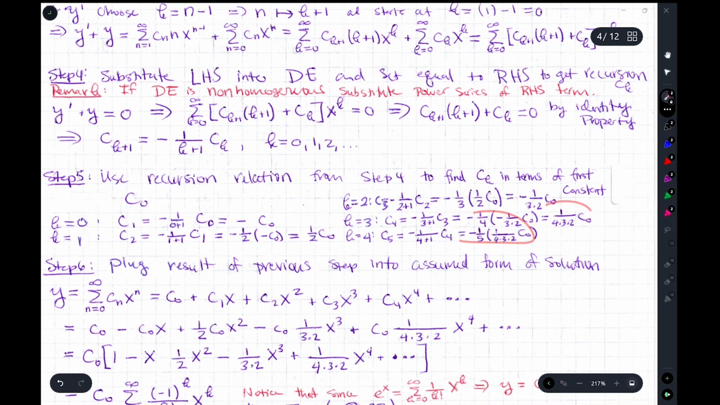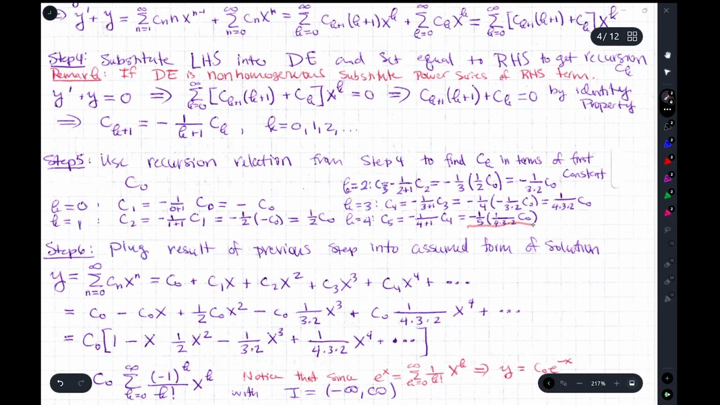And what do I get? I get a bunch of coefficients that depend on just C naught. So all I had to do was just specify C naught, and all of a sudden I have all the coefficients, okay? Now if I'm lucky, a pattern will develop, okay? And here we do see a pattern. We see this factorial pattern, okay? That's not always guaranteed that a pattern will show up, but here it does.